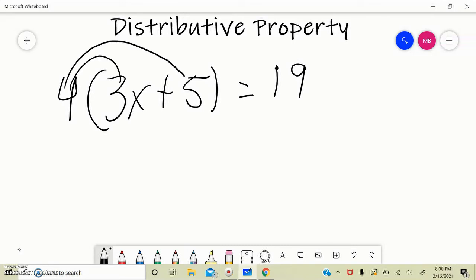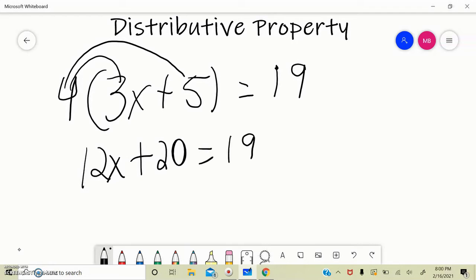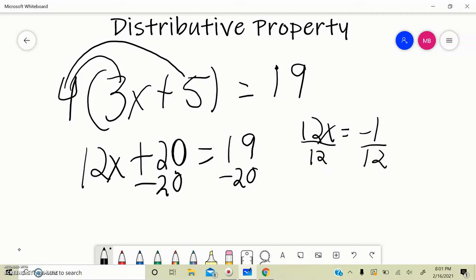Okay, so I distribute it and I do 4 times 3x, which is just that 4 times 3 to get 12x. And then I do 4 times 5 and I get plus 20 equals 19. So then I'm going to get rid of my constant, so I'm left with just my coefficient and my variable. Subtract 20 on both sides, and we're left with 12x equals -1. So then I'm going to divide both sides by 12. And I'm left with x is equal to -1/12.